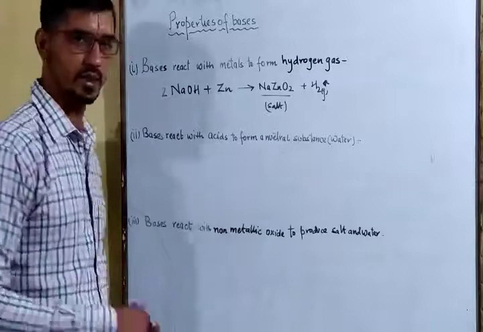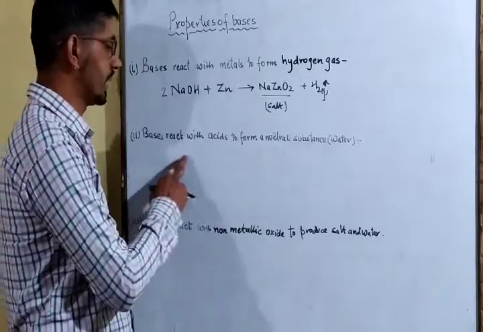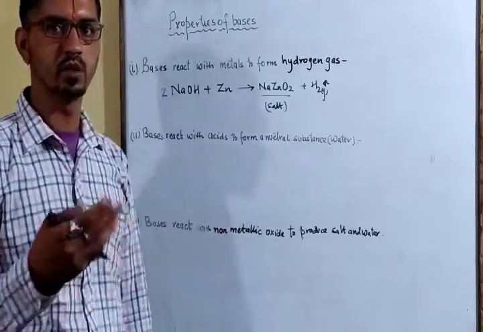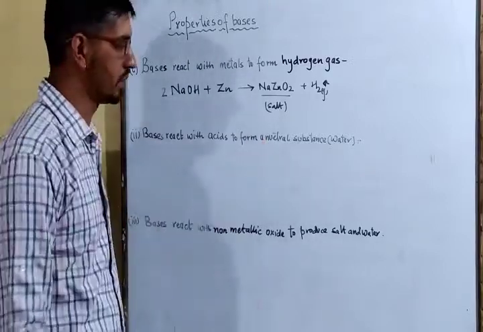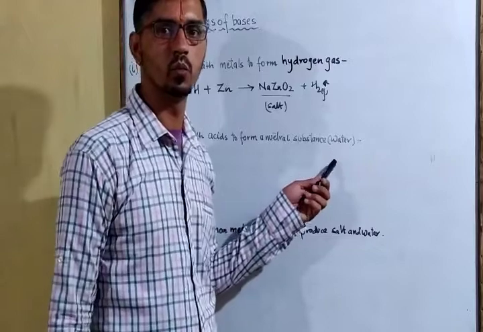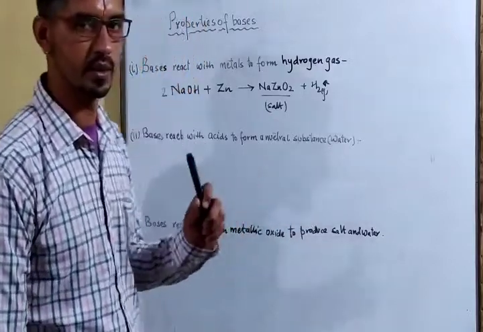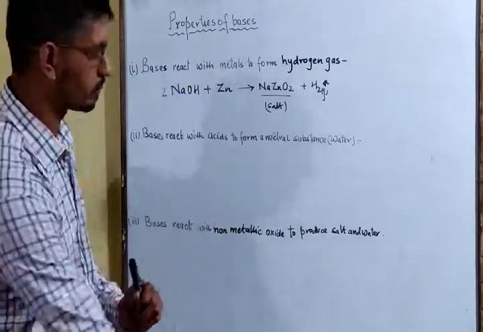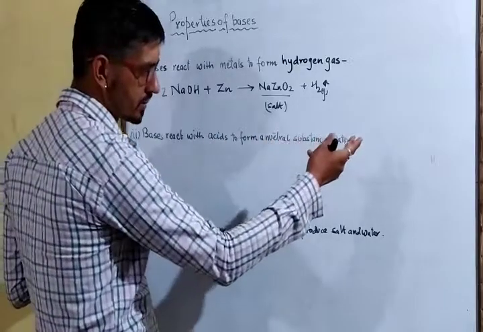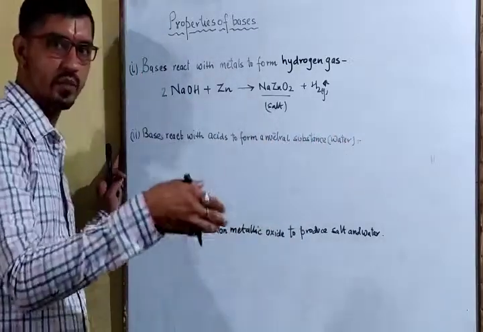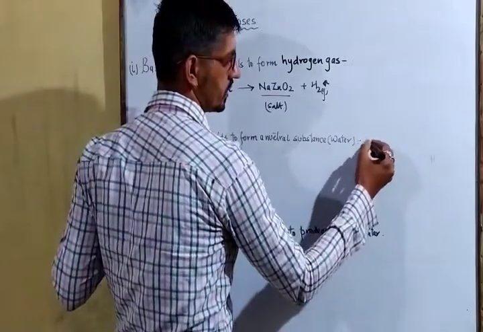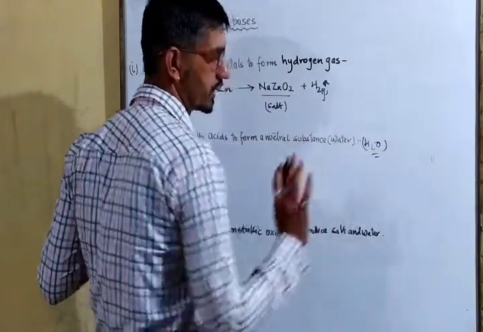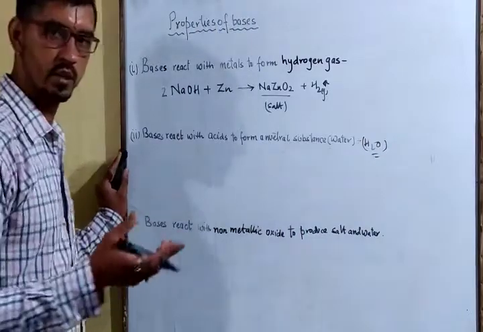Now moving to the second one, bases react with acid. This reaction we have learned so many times. When a base reacts with an acid, what will it form? It will form a neutral substance, that is water. Very, very important: water is a neutral substance. So we will remove the neutral substance from it. What will be left? That will be the other product. So we only have to remove water from it, because water is a neutral substance.